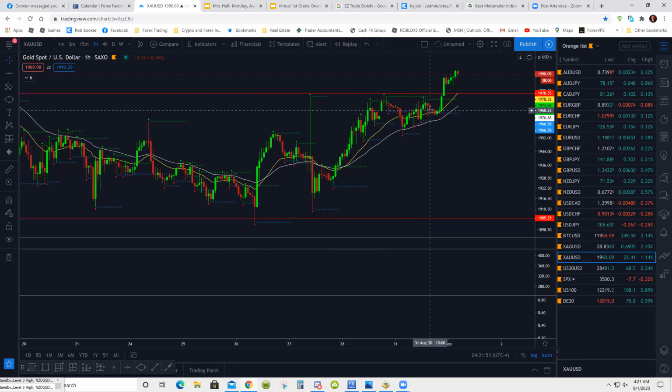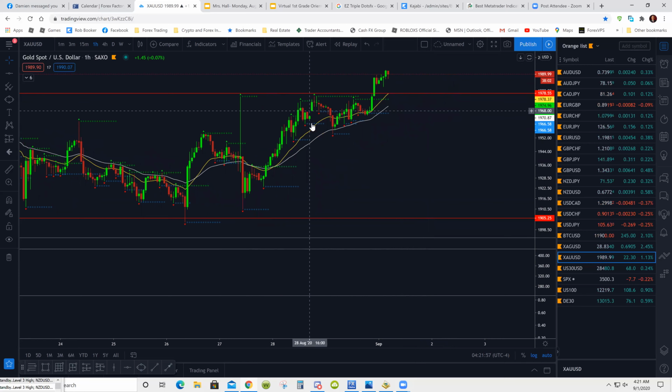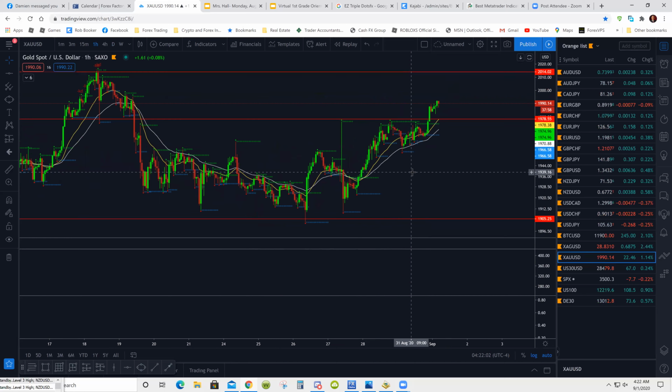And then it went into another little bit of accumulation, trying to collect more buy orders, and it took off and broke this structure right here. This is what we're looking for, break of structure. Okay, so now it got this.